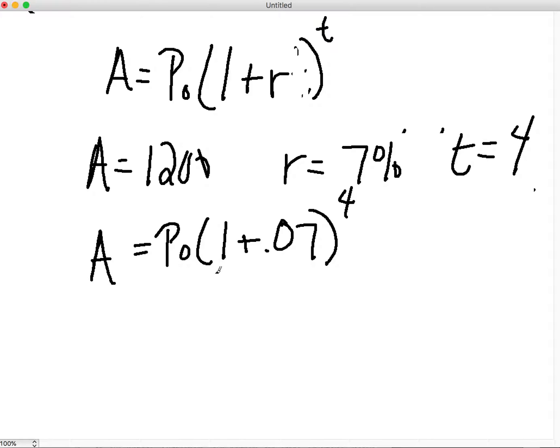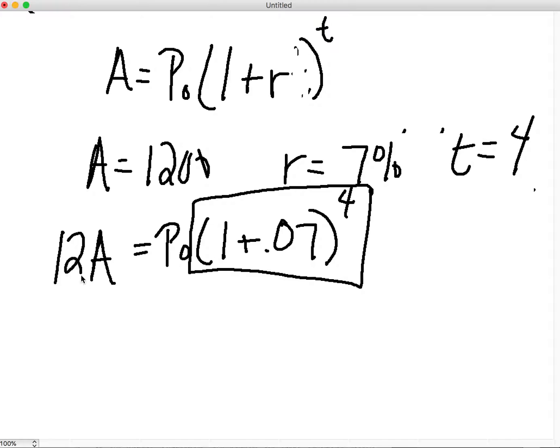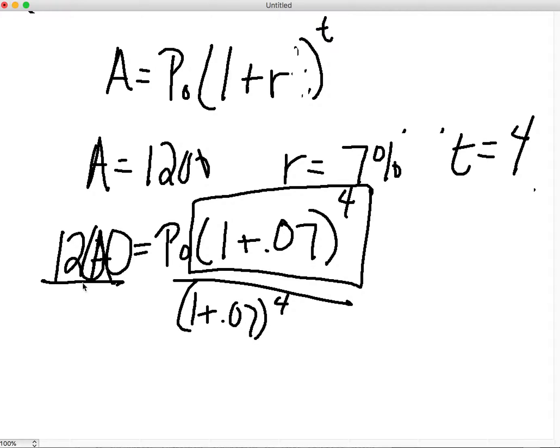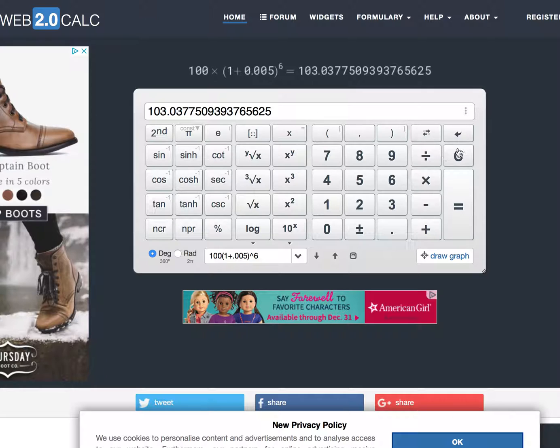So at this point, I need to get rid of the 1 plus 0.07 to the 4th power. So there are a couple ways you could do this. I could type this piece into my calculator, but the problem is there can be some rounding error with that. So what I actually do is I would have my 1,200 over here, and I would divide both sides by that entire amount. That way I just get the most accurate answer without having to copy down 6, 7, 8, 9 decimal places. So if I type that in Web 2.0, this is how that's going to look.